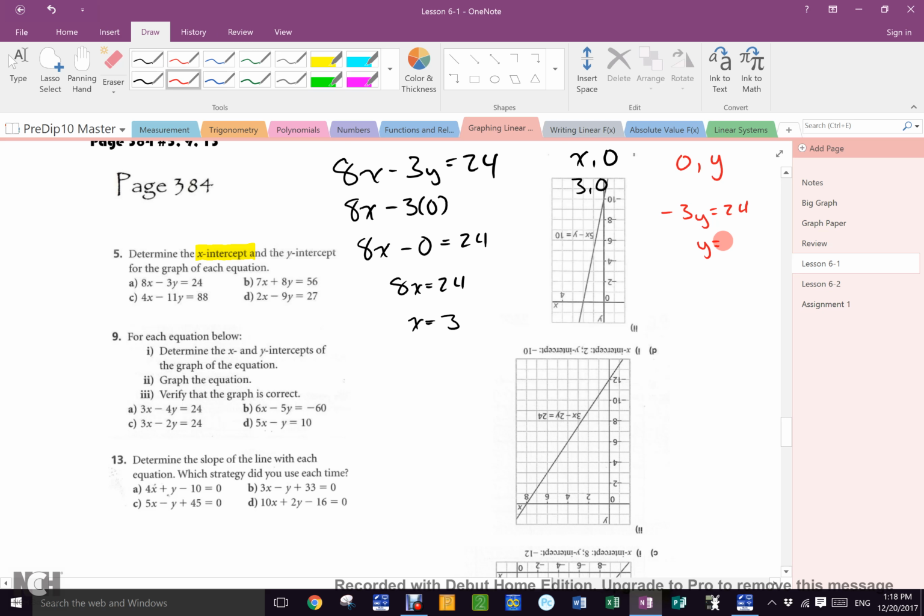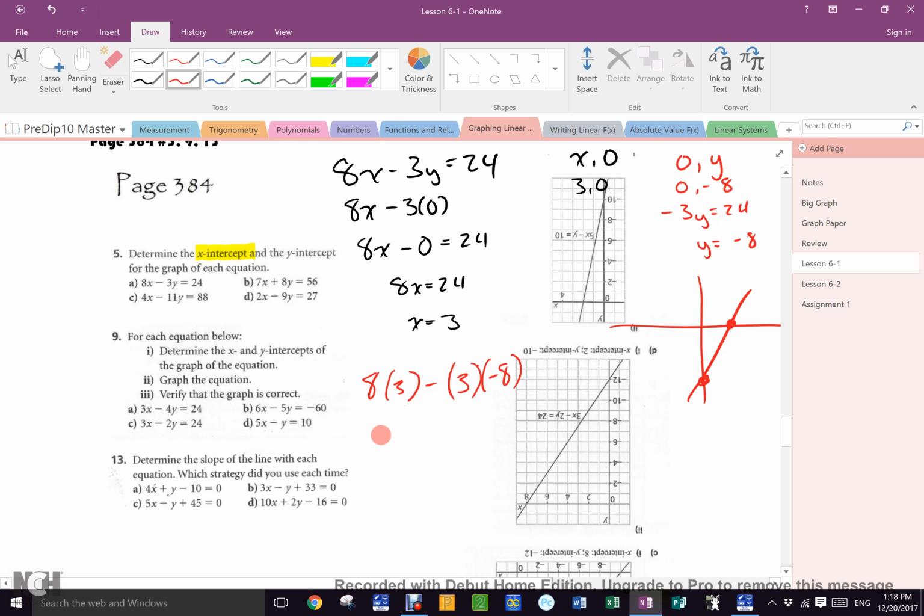What kind of 8? Negative 8. So the y value is 0, negative 8. And if I wanted to graph it, I'd put a dot at negative 8, I'd put a dot at 3, and I'd connect them. Cool? But then 8 times 3 minus negative 8 times negative 3 doesn't equal 8 times 3 minus 3 times negative 8, right?